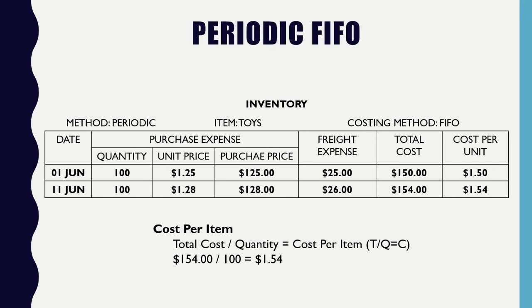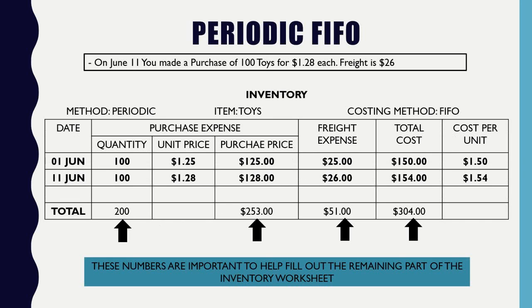So now I have two batches. When we cost our goods sold, or calculate the items that we sell, we have two batches to choose from. If we use the first in, first out rule, we're going to start from the $1.50 batch and then work down to our second batch, the $1.54 batch. So in the context of your inventory worksheet, what we're going to do is tally up our totals once we finish our scenario.